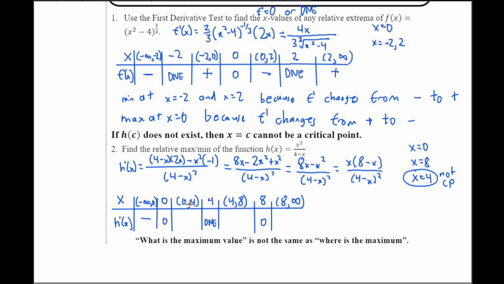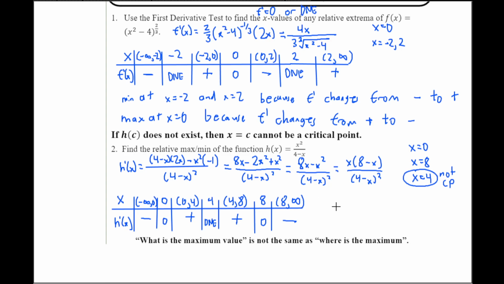If you pick a number between 0 and 4, like a positive 2, it's a positive over a positive, so you get positive. If you pick a number between 4 and 8, you'll get a positive over a positive. If you pick a number 8 to infinity, like a 9, it'll be a negative over a positive, and you get a negative. So you see here, even though we include the 4 in the table, at x is equal to 4, the derivative is going from a positive to a positive. So at 4, it's not a max or a min.